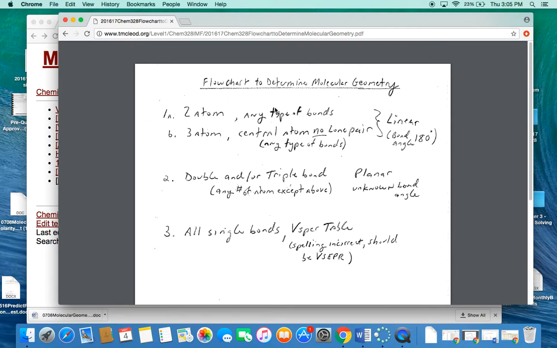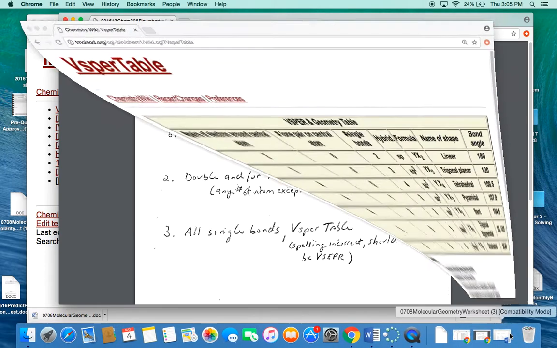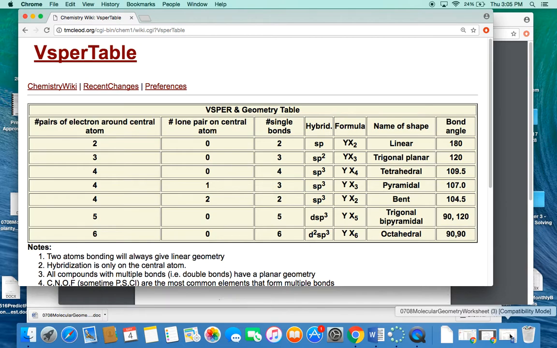And when you get to all single bonds, you've got to use the table. So the table isn't for everything, it's just for singly bonded substances. So let's get the table. So for this table, the most important column is the first column, and it has a weird wording.